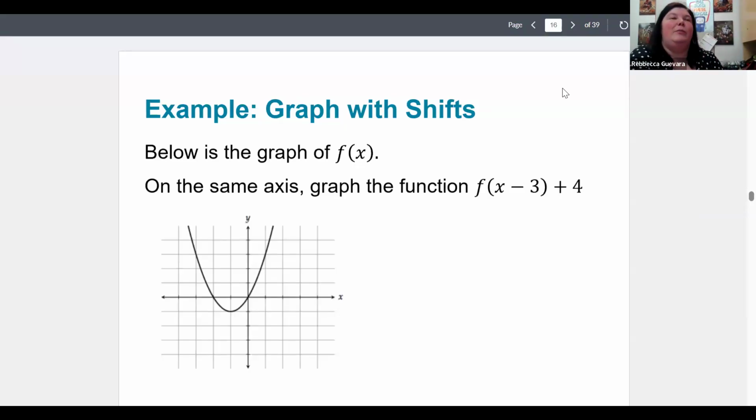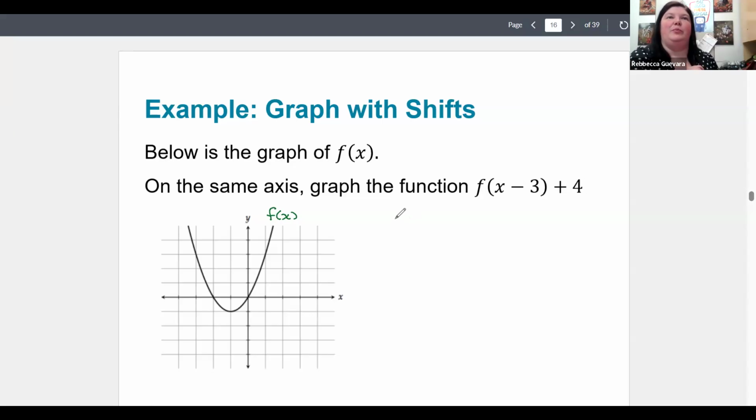Okay, so below is the graph of our f of x. We don't know what f of x is, that's not important, but this is f of x. So on the same axes, we want to graph the function f of x minus 3 plus 4.